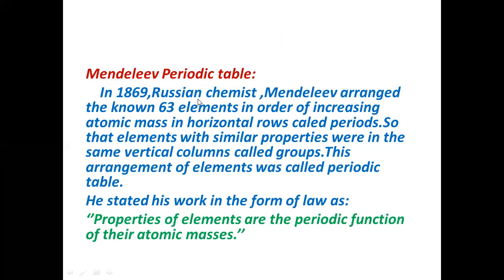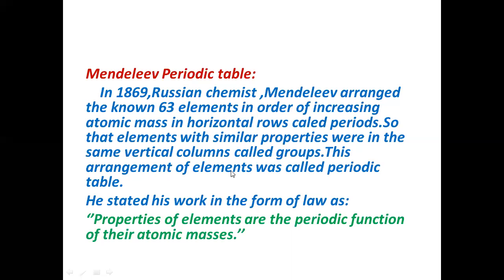In Mendeleev's time, 63 elements were discovered. He arranged all those 63 elements in order of increasing atomic masses in horizontal rows called periods and vertical columns called groups, the same as we use today. The modern periodic table has many similarities with the Mendeleev periodic table. This arrangement of elements was called the periodic table, and he stated his work in the form of a law. The Mendeleev periodic table was based on the Mendeleev periodic law.